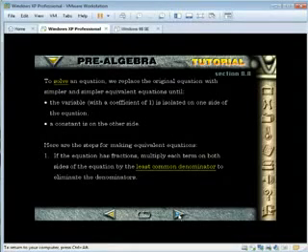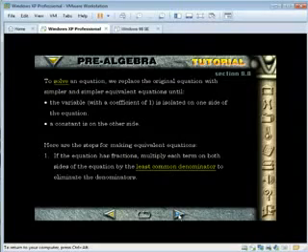To solve an equation, we replace the original equation with simpler and simpler equivalent equations until the variable with a coefficient of 1 is isolated on one side of the equation. A constant is on the other side. Here are the steps for making equivalent equations.